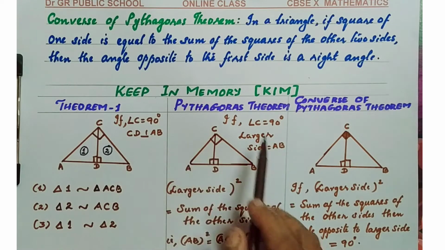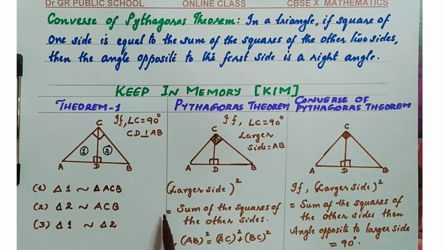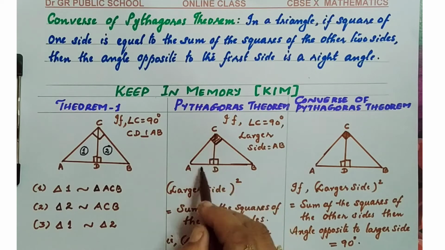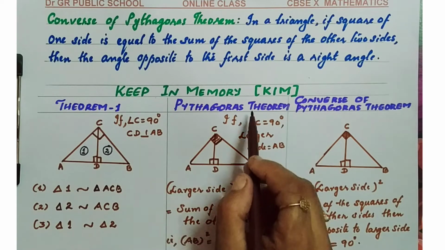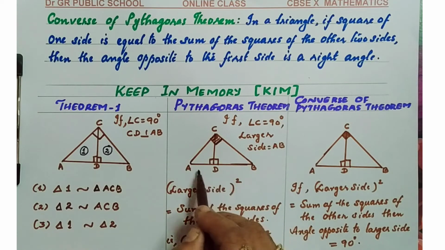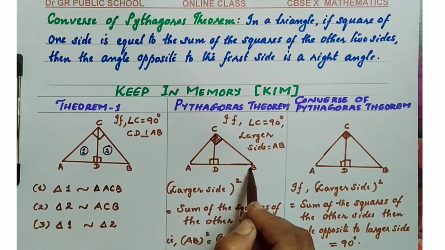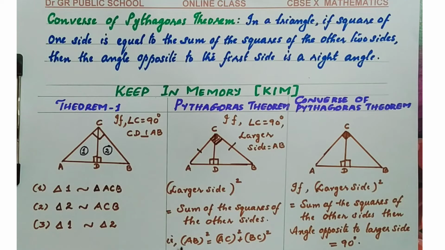Theorem 2 is the Pythagoras theorem. If angle C equals 90 degrees, then the side opposite to 90 degrees will be the larger side. Therefore, the larger side is AB. Pythagoras theorem states that the larger side squared, what we call hypotenuse square, equals the sum of the squares of the two small sides. That is, if angle C equals 90 degrees, then AB square equals AC square plus BC square. This is what Pythagoras theorem states.